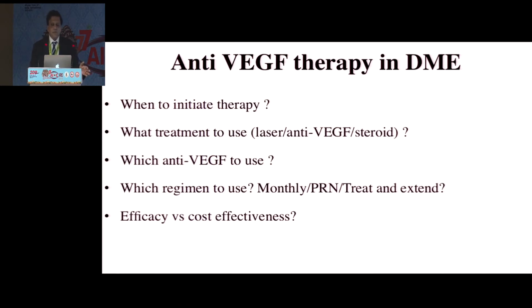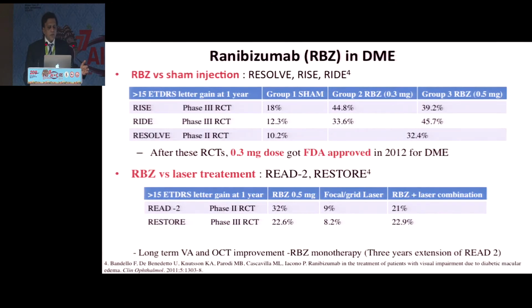So with anti-VEGFs, we've got a lot of questions to ask ourselves: when to initiate, which anti-VEGF to use, what regimen, the monthly, PRN or treat and extend, efficacy, cost effectiveness. So the three studies which I'm going to tell you, the RISE, RIDE and the RESOLVE study, were basically studies which checked the 15-letter visual acuity gain. You can see the percentage visual acuity gain in the phase 3 randomized controlled trials of RISE, RIDE and RESOLVE. All three showed the sham had lesser visual gain of 15 letters, the ranibizumab had the maximum visual gain, and the ranibizumab 0.3 and 0.5 had nearly the same.